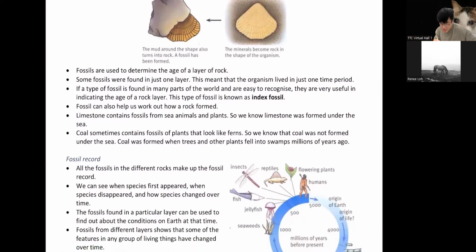So fossils are used to determine the age of a layer of rock. 如果你的 layer 有 fossil，你就可以知道你的这个 layer 有几旧了咯。Because you can bring the fossil and do scientific method and see how old they are. 我们只有找到 fossil 才可以知道那个 layer 是几岁。Some fossils were found in just one layer. This meant that organisms live in just one time period.